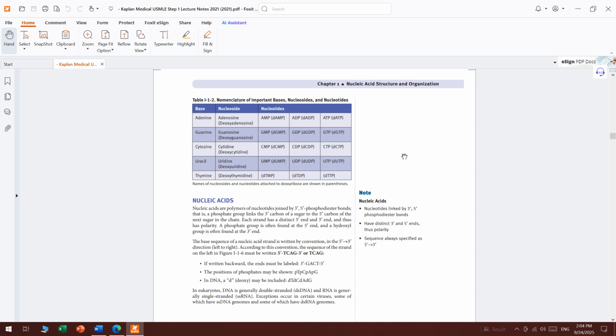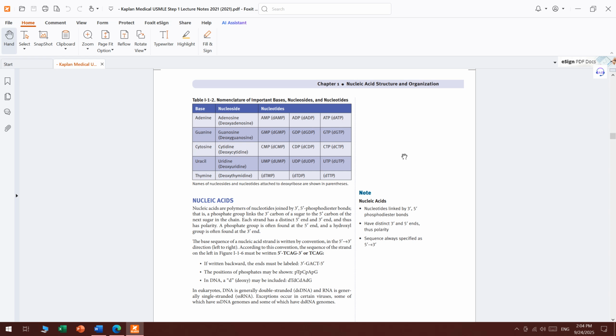The base sequence of a nucleic acid strand is always written by convention in the 5'3' direction, typically read from left to right. For example, a sequence might be written as 5' TCAG 3' or simply TCAG. This convention is crucial for understanding the directionality of DNA replication, transcription, and translation.